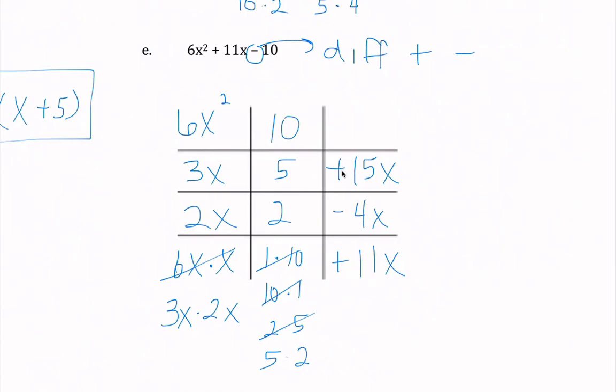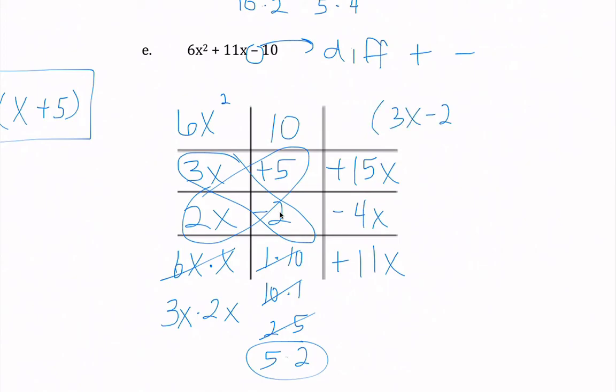So I slide my signs over. We found the one that works. So I'm going to slide my plus over, slide my minus over, and then we crisscross. So my first factor is 3x minus 2. And my next factor is 2x plus 5.